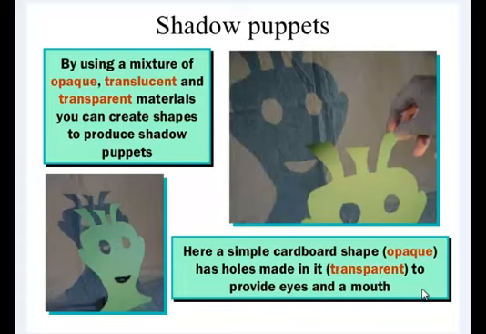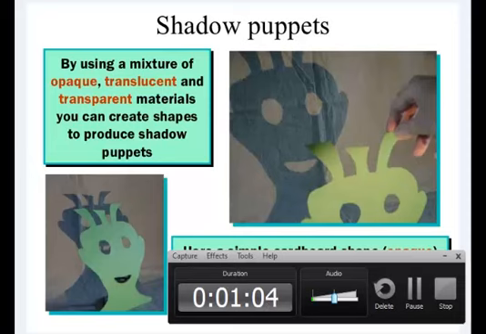Be sure to experiment with the size of the shadow as well. What happens when you bring the object closer to the light source? What happens to the shadow when you move the object further away from the light source? The size of the shadow changes. Experiment making shadow puppets, boys and girls, to help you further understand shadows using opaque, translucent, and transparent objects. Have fun with your shadow puppets.